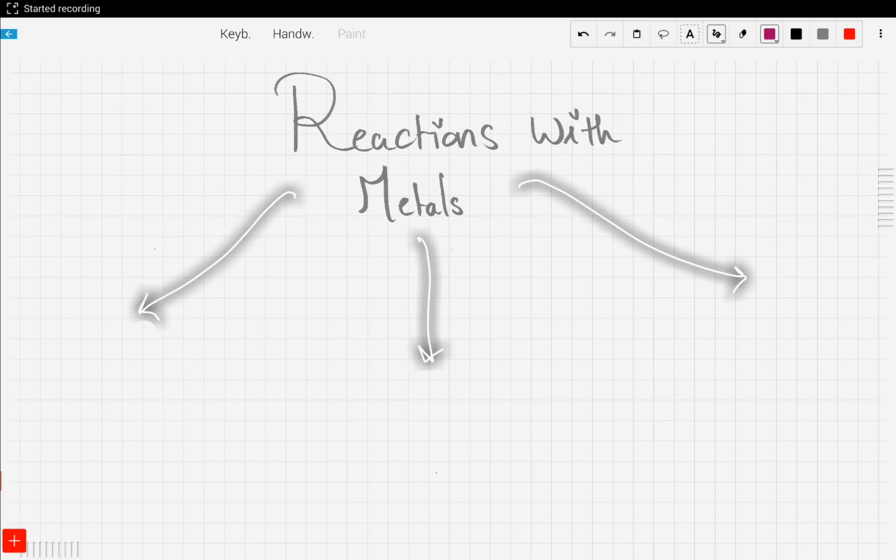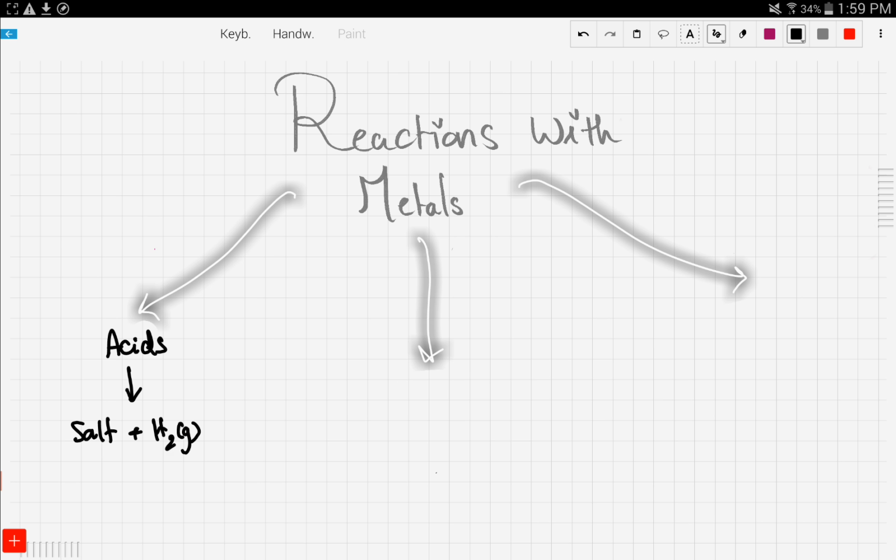Hey everyone, and now we're going to talk about some of the reactions with metals. We're going to look at 3 different sets of reactions. So let's get started. Well, the first reaction we're going to look at is the reaction with acids. And metals react with acids to give salt plus hydrogen gas.